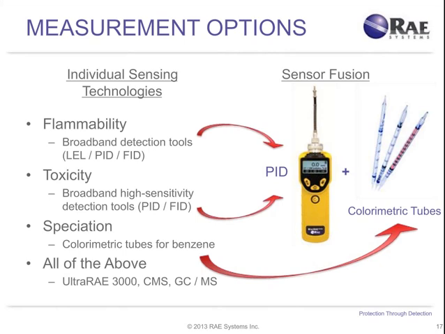Once you've taken a measurement with a PID, which is a broadband tool, you can actually use a colorimetric tube for benzene to determine a particular concentration of benzene, right? So the sensor fusion suggestion in this scenario is combining a broadband detection tool, such as a PID, with a specific tool, such as colorimetric tubes, for a cost-effective, easy-to-use way of measuring and detecting benzene. As a friendly reminder, there is not an electrochemical sensor for benzene, so that is not an option.